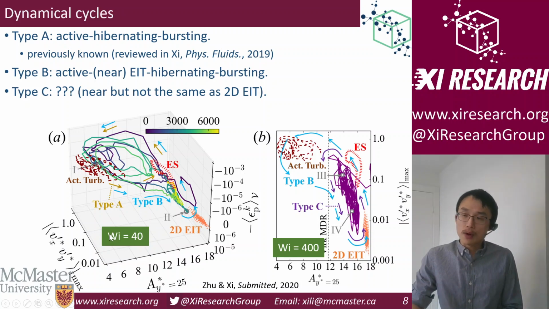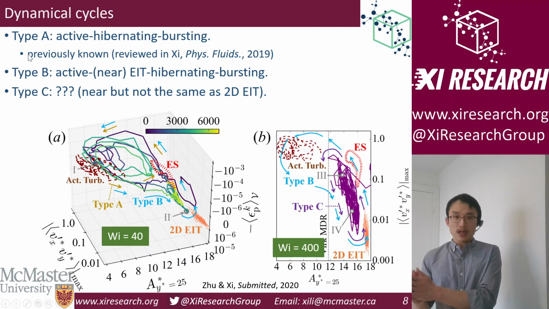However, at Weissenberg 40, we also observe a new kind of cycle. In some instances, once your flow escapes active turbulence, it doesn't really go directly to the edge state. It will bypass the edge state and go to the region of further lower drag, weaker turbulence, but eventually will bounce back as it approaches EIT. So you will approach EIT first, spend a lot of time there, then bounce back, go back to the hibernating turbulence, then go back to active turbulence. We call this a new type of cycle, type B cycle.